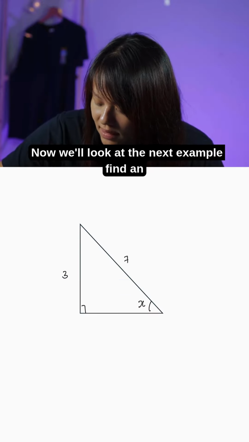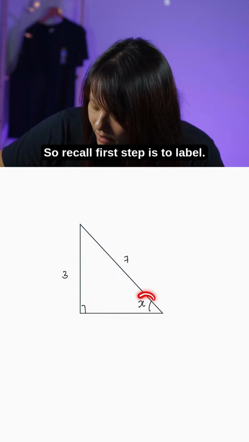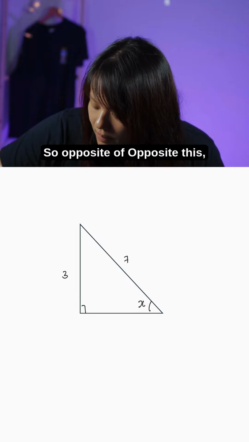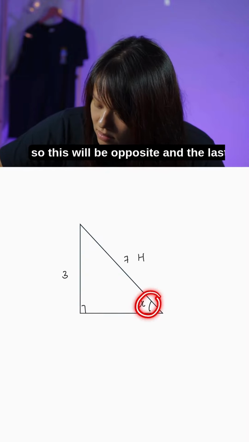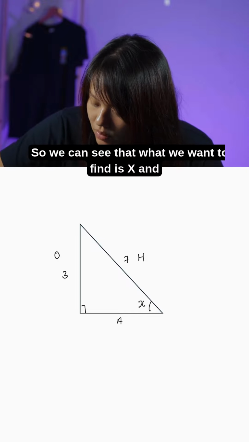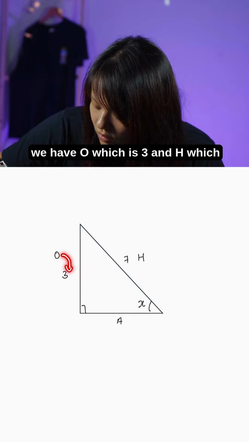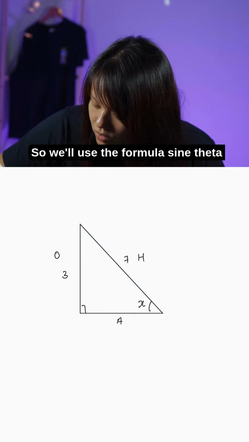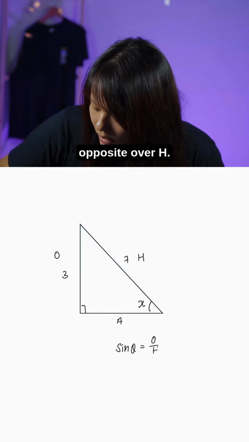Now we'll look at the next example to find an angle in a triangle. So recall, first step is to label. So opposite of this 7 will be your hypotenuse. Opposite of x, so this will be opposite, and the last side will be adjacent. So we can see that what we want to find is x, and we have O, which is 3, and h, which is 7. So we'll use the formula sine theta is opposite over h.